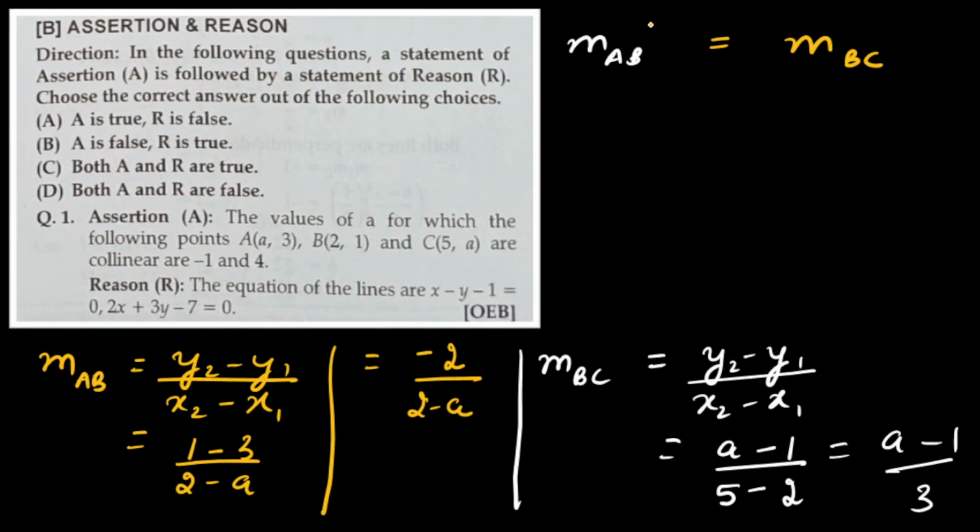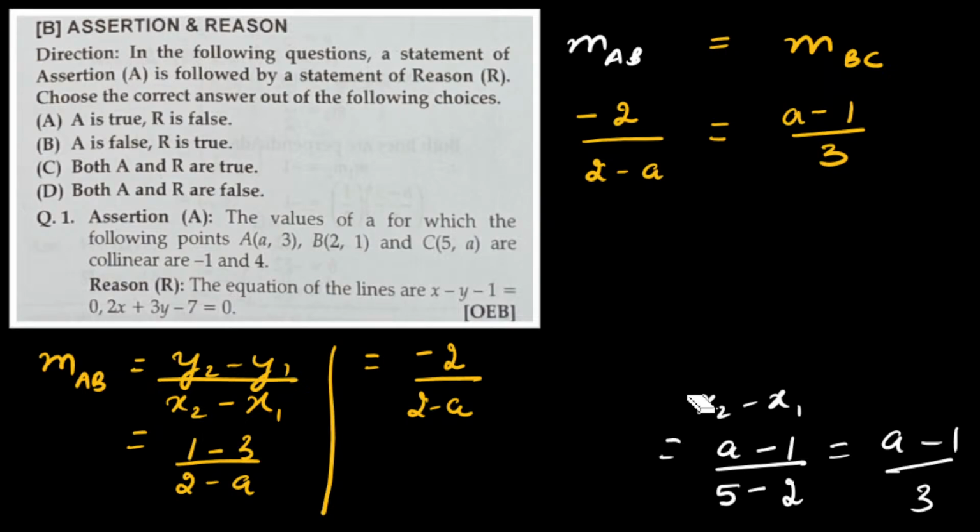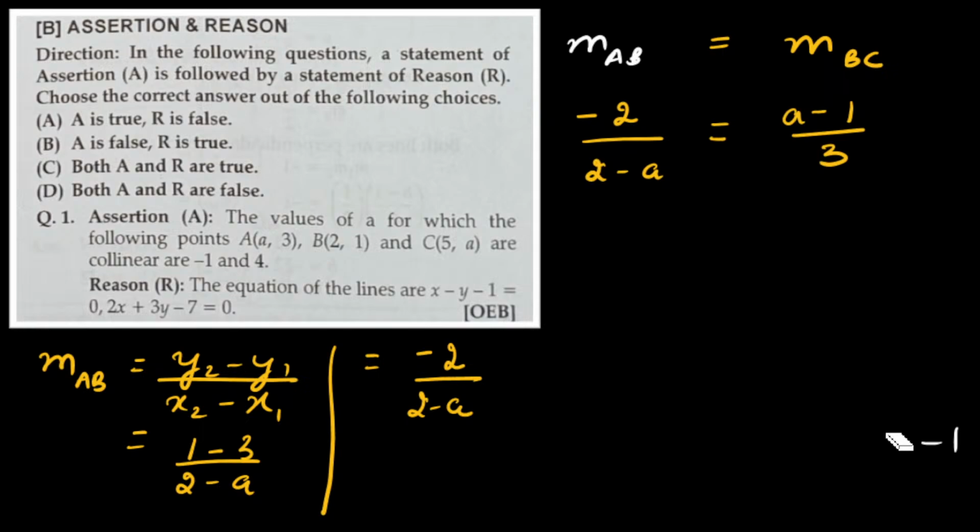So that means slope of AB is equal to slope of BC. AB's slope is minus 2 by 2 minus A, and slope of BC is A minus 1 by 3. Now we can just solve these equations and we'll see what value of A we are getting. So this has become a simple equation.